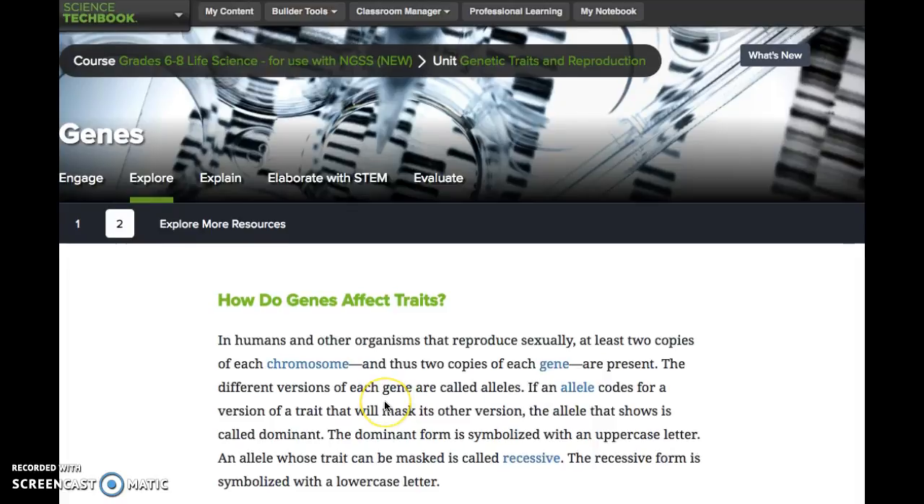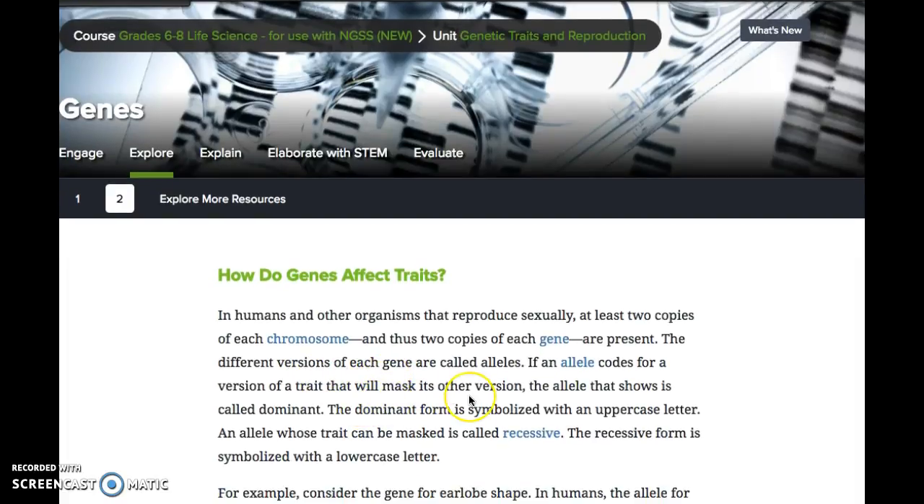If an allele codes for a version of a trait that will mask the other version, the allele shown is called dominant. This happens all the time in people, right? A dominant allele, a gene that covers up another kind of gene, is, here's an example, brown hair. If you have one parent with blonde hair, one parent with brown hair, chances are you will have brown hair because brown hair is dominant. If you have one parent with brown eyes and one parent with blue eyes, chances are you will have brown eyes because the brown eye allele is dominant to the other.